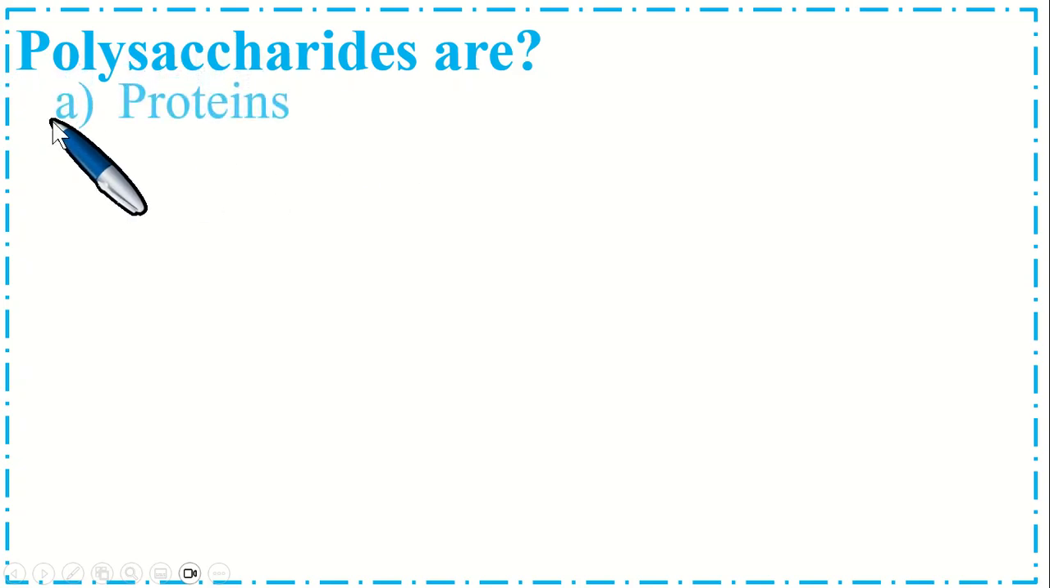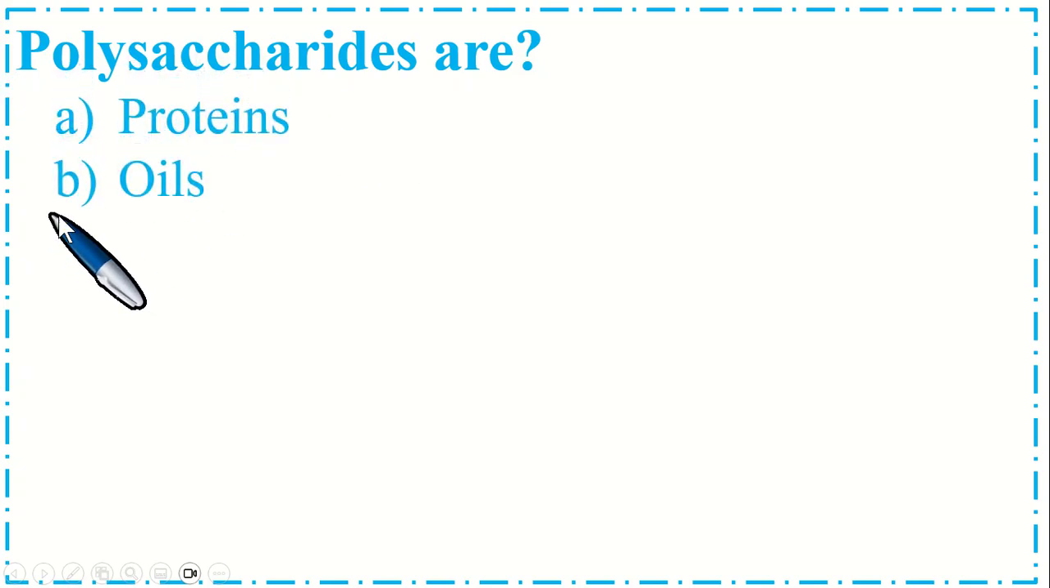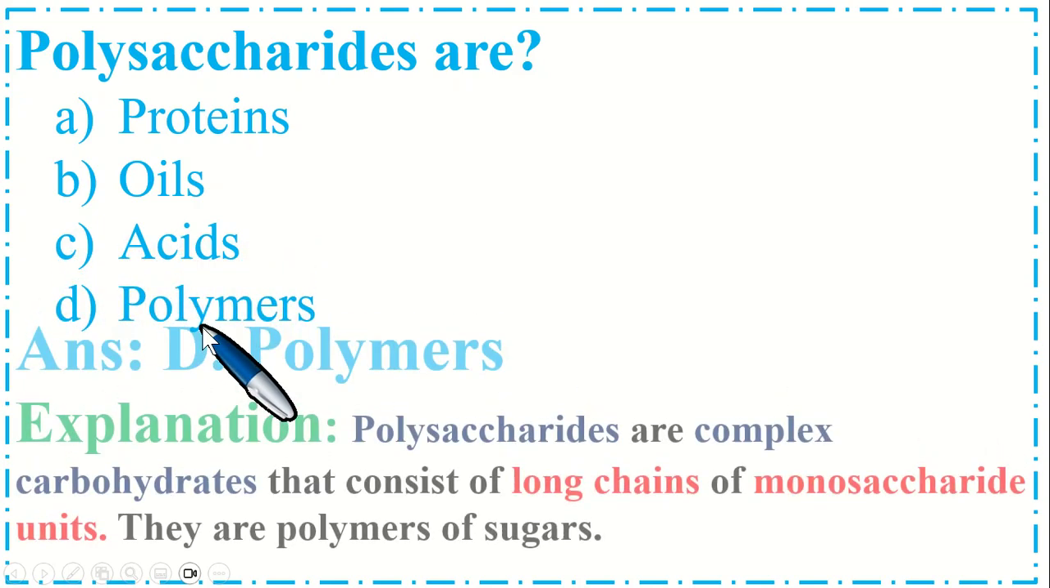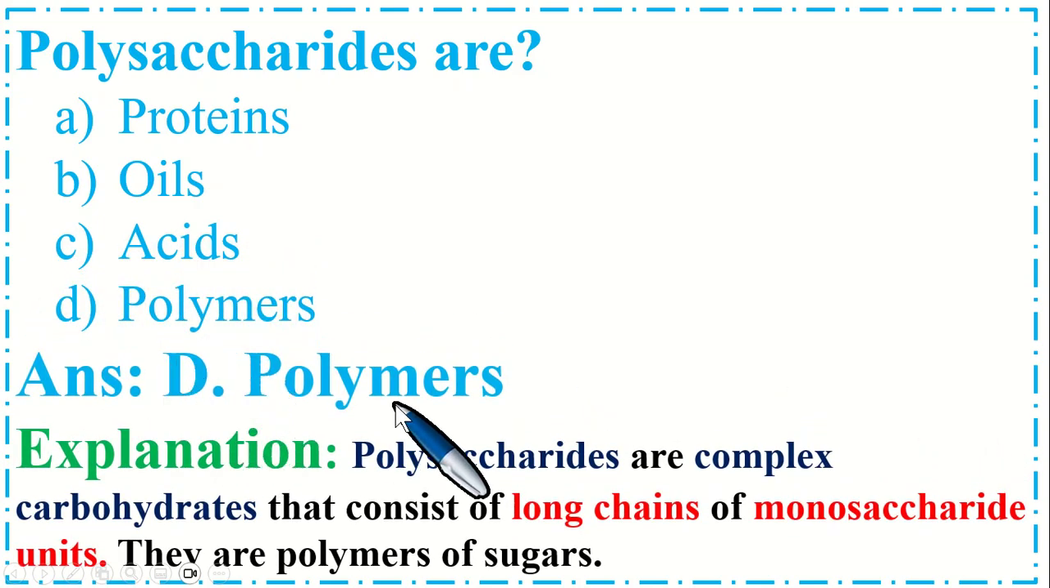Polysaccharides are option A proteins, B oils, C acids and option D polymers. So the correct option is D polymers. Polysaccharides are complex carbohydrates that consist of long chains of monosaccharide units. They are polymers of sugars.